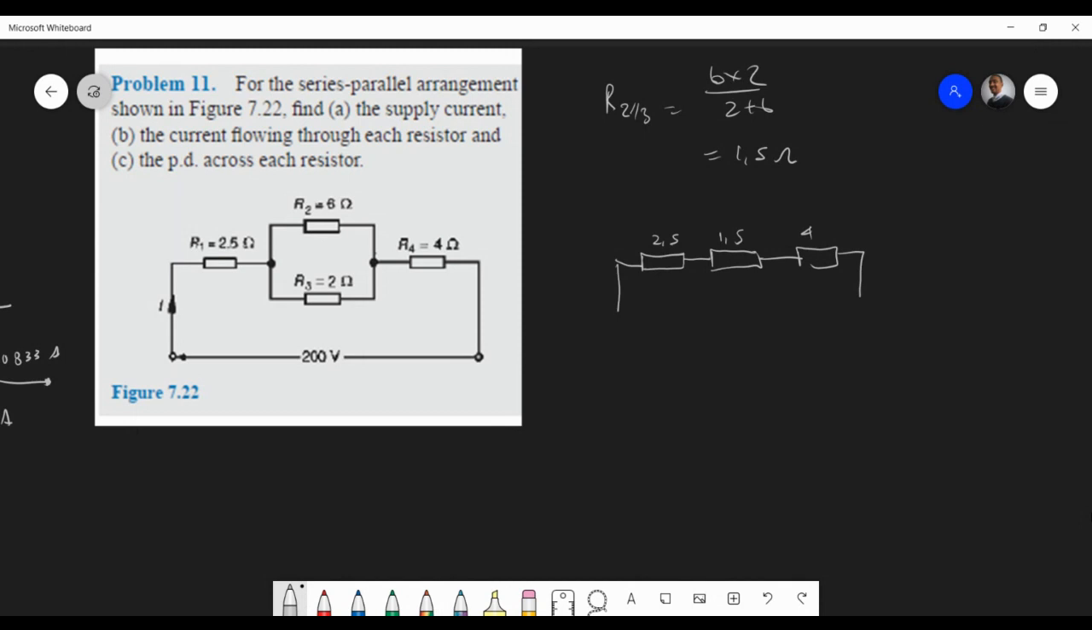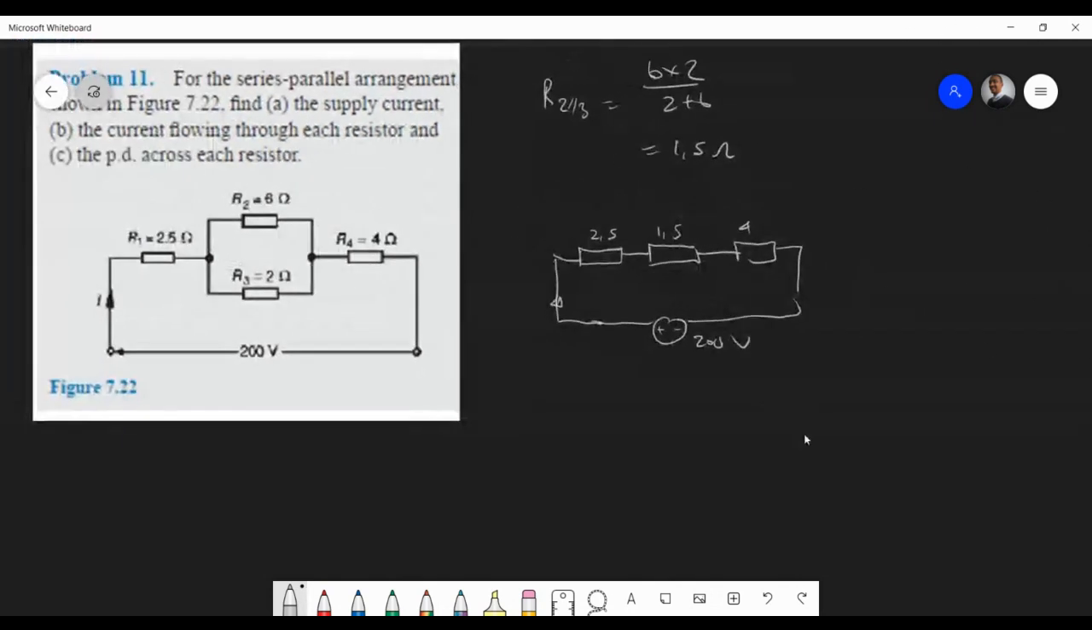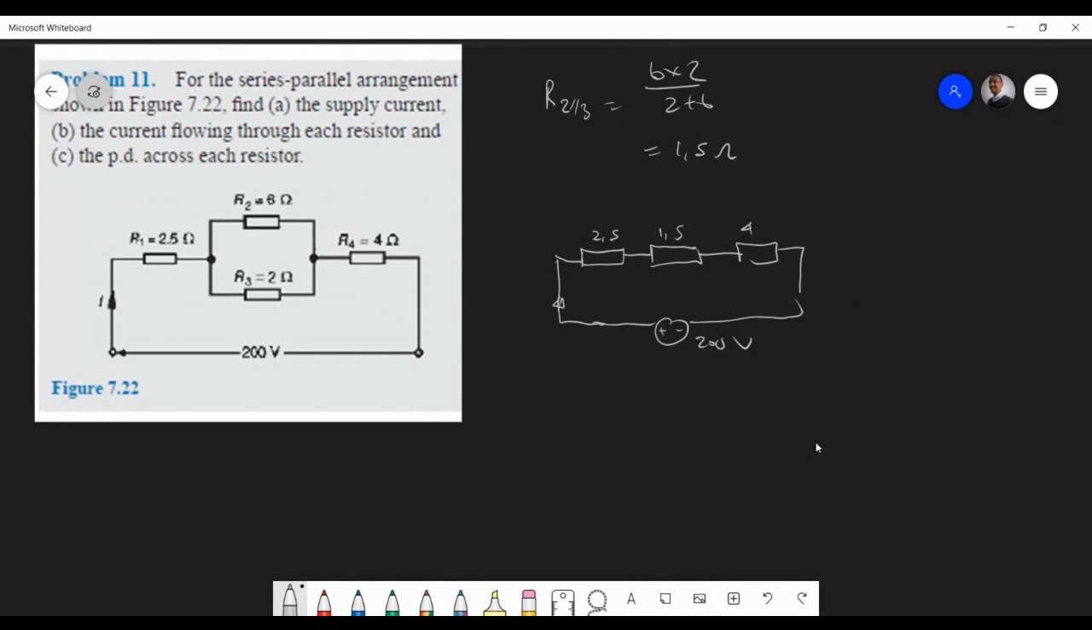Guys, this is still child's play. It's going to get real soon. I don't need to write that. I'm just going to write my voltage source here. Put in the battery, that's fine. Okay, so on supply current, that's going to be easy. Series circuit now.